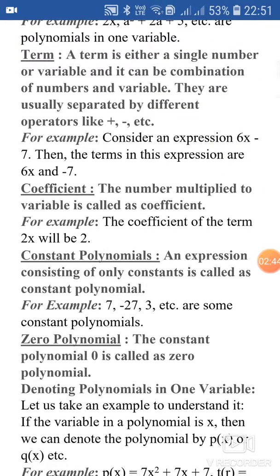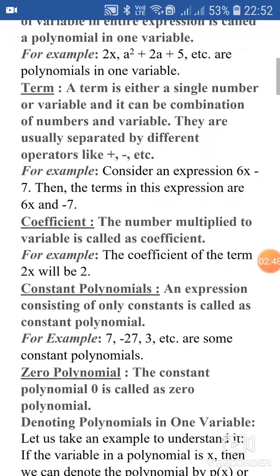Now coefficient: the number multiplied to the variable is known as the coefficient. In the above expression, a square plus 2a plus 5, in the term 2a, the 2 is the coefficient of this term. The number with the variable is known as the coefficient. Similarly, in 2x, the number 2 is the coefficient of the term.